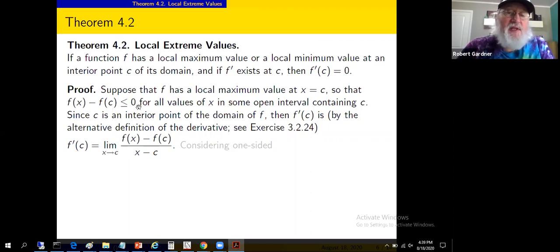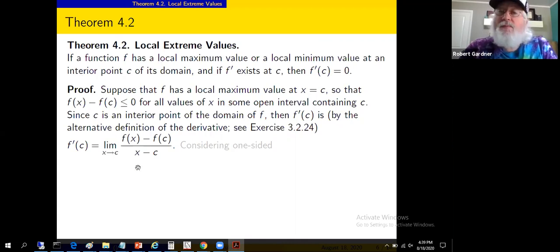If you like, move the f of c to the other side, and we get f of x is less than or equal to f of c. I want to write this because f of x minus f of c is going to pop up in a limit. So that's the reason it's written that way. But that's the definition of local maximum. Since c is an interior point of the domain, then f prime of c, which is hypothesized to exist, is given by the definition of derivative at an interior point. At endpoints, we took one-sided limits, but we've got an interior point by hypothesis here. There's a hypothesis right there.